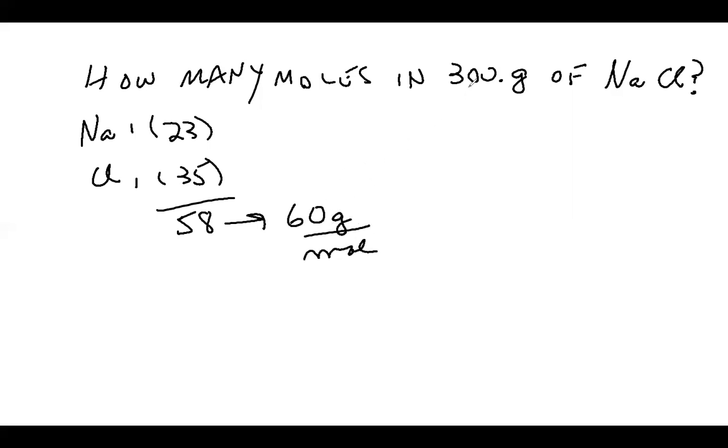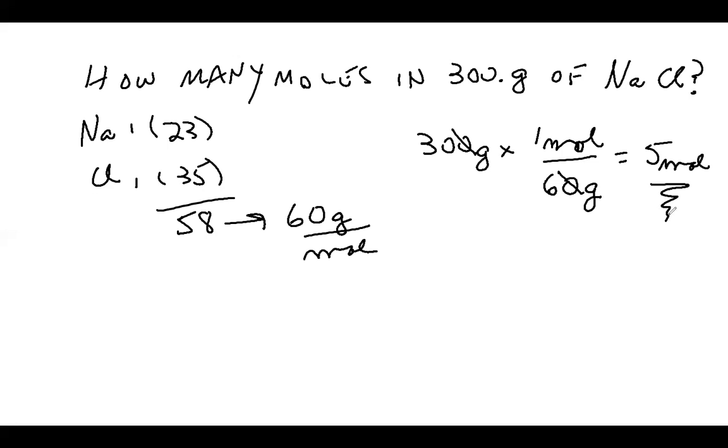So now to get the number of moles, I have 300 grams times 1 mole per 60 grams. This is easy now. Cancel out this 0, cancel out this 0. 6 goes into 30 five times. So my answer is approximately 5 moles. And that will usually be good enough for a multiple choice problem.